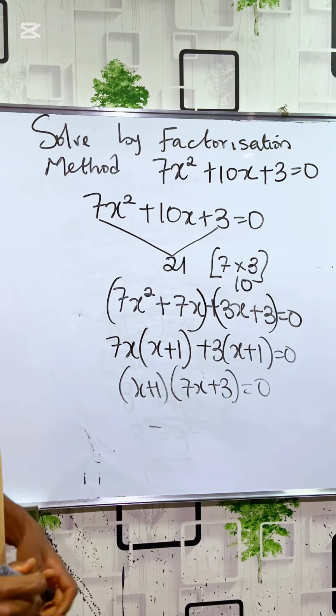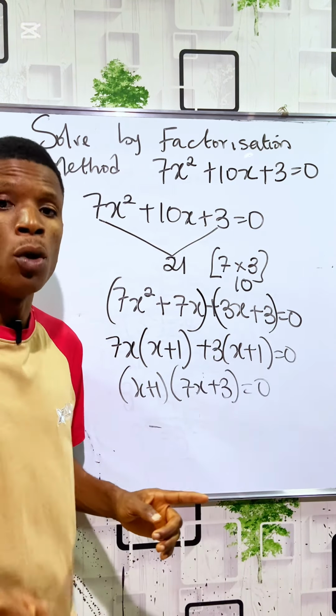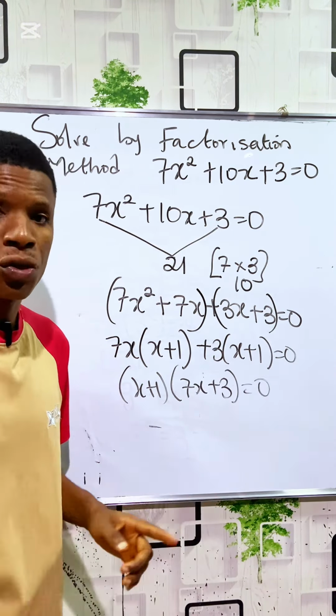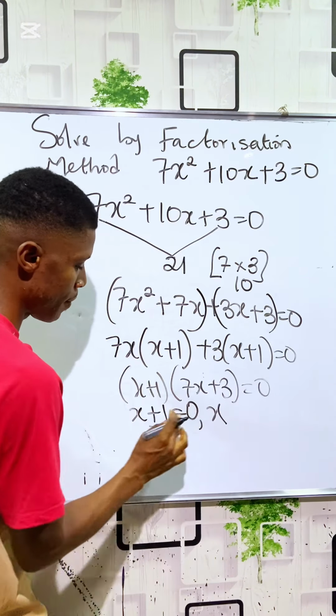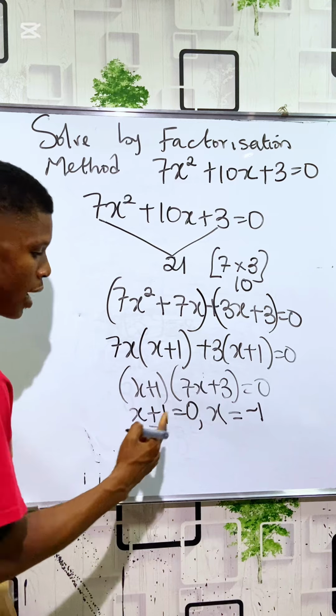Since two things multiply to give 0, that means one of them is 0 or both of them are 0. x plus 1 equals 0. In that case, x plus 1 crossing the equality sign, you have minus 1. So x is minus 1.